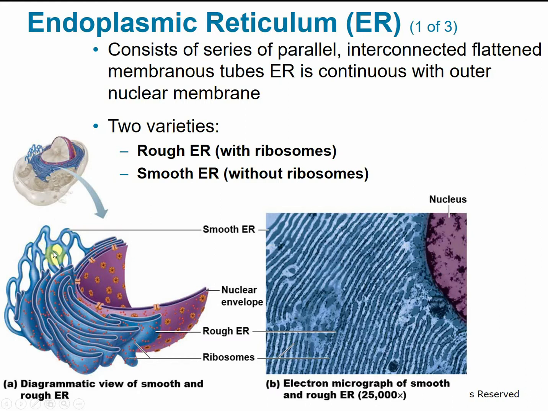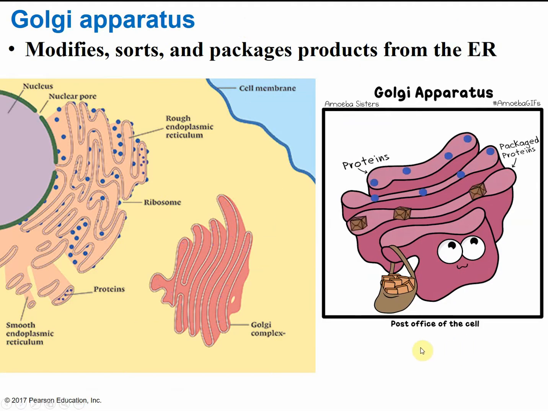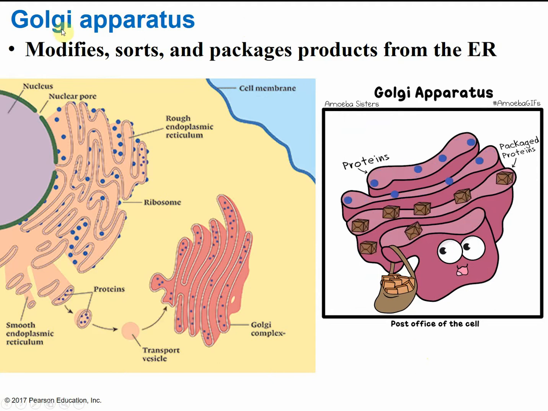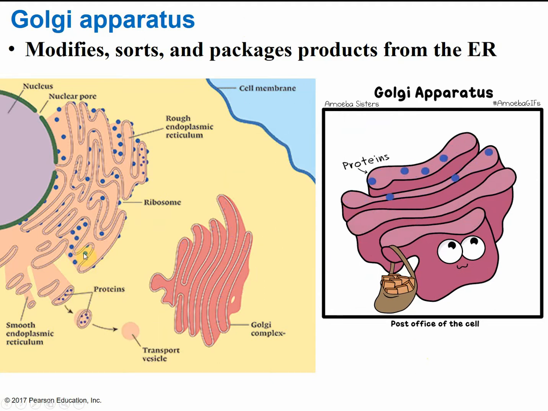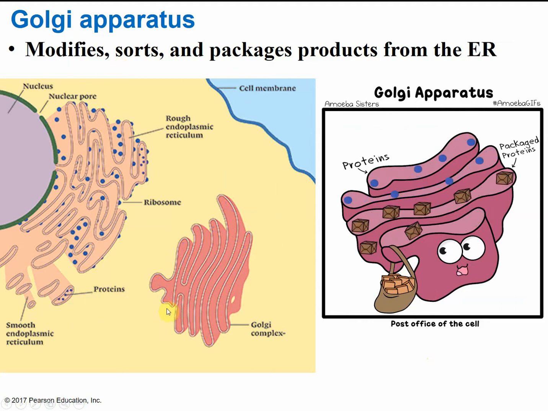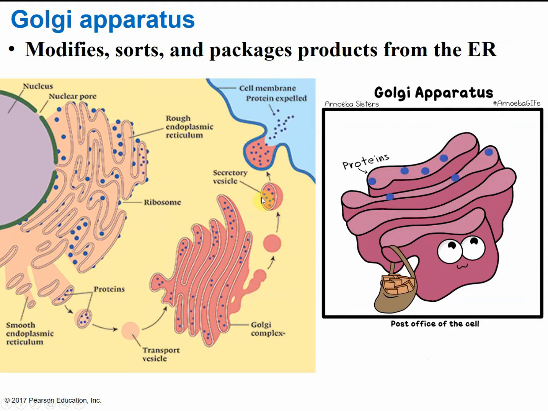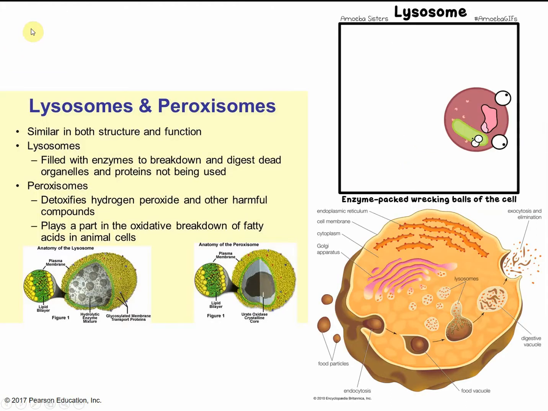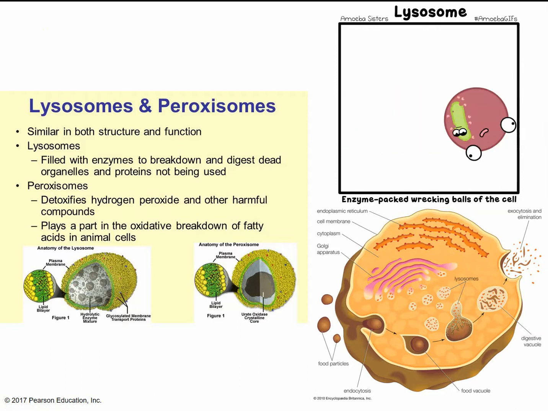this smooth ER. The Golgi apparatus is kind of like the post office of the cell. So it's going to receive the proteins that were made by the rough ER and the ribosomes, and then it's going to modify, sort, and package these newly made proteins, and then ship them off to their final destination in a secretory vesicle. Lysosomes and peroxisomes are both similar in structure and function, but they contain different types of enzymes.